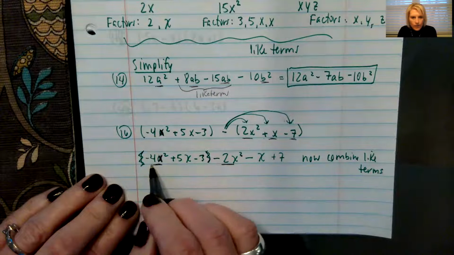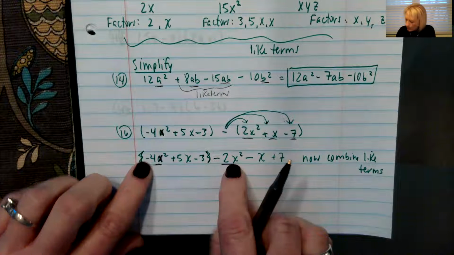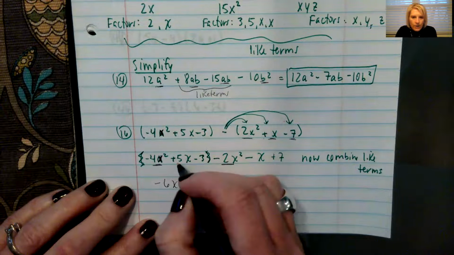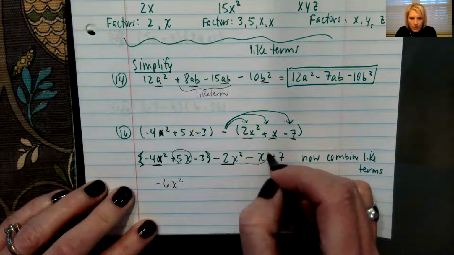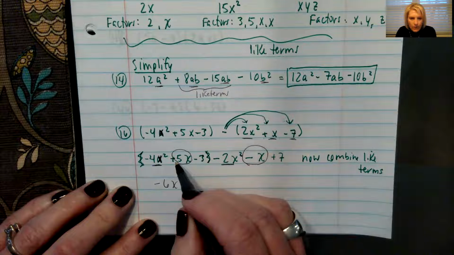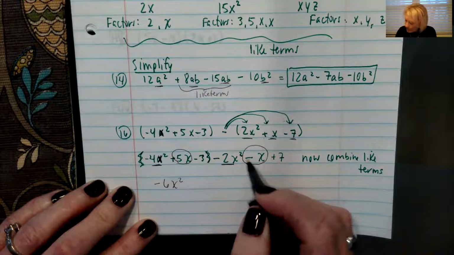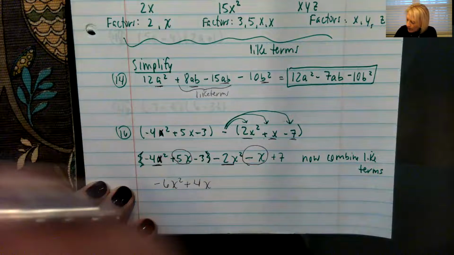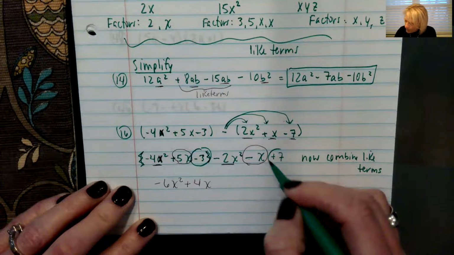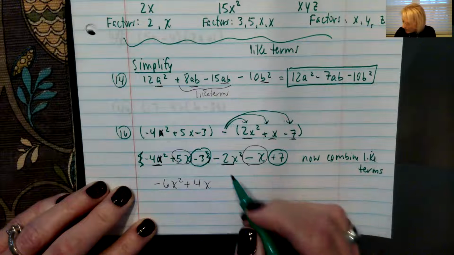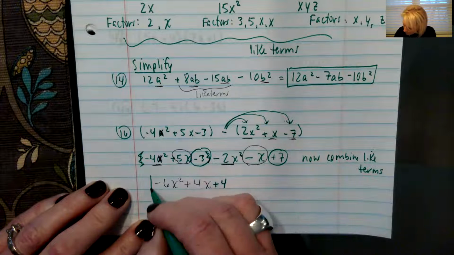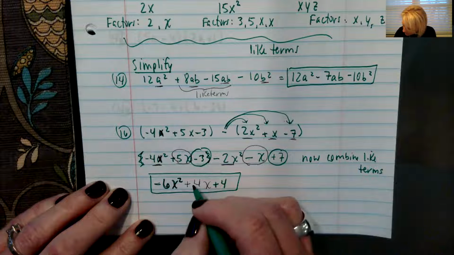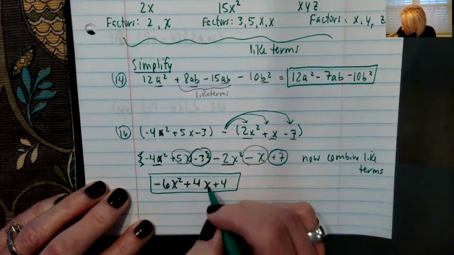And I have negative 4 and negative 2. So they're both negative, so we get a negative 6x squared. And then we have the X term, and I have an X term here. Make sure you've got the sign that goes with it to the left. So we have a positive 5 and a negative 1, so that becomes a positive 4x. And then we have the constant on the end, this negative 3 and a positive 7, and so that becomes a positive 4. So when we combine the like terms, we have a negative 6x squared plus 4x plus 4.